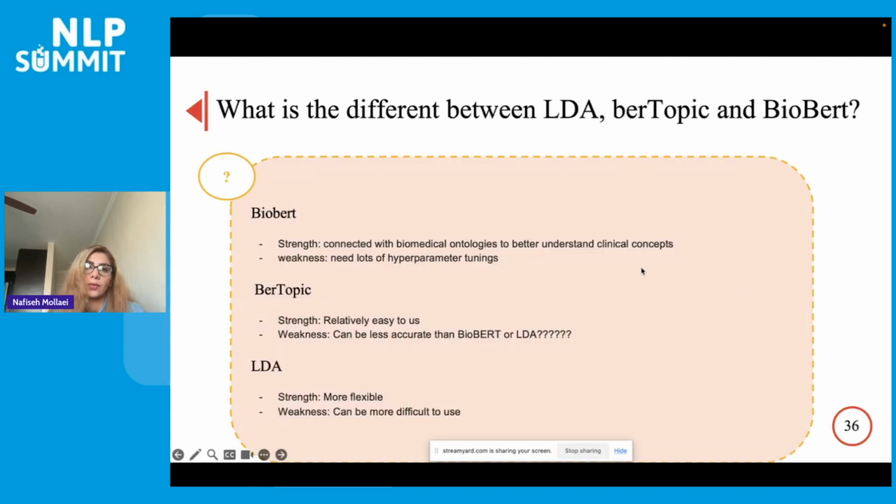Here I wanted to explain the difference between LDA, BERTopic and BioBERT. BioBERT is really great in biomedical oncology, based on understanding the clinical concepts, but its weakness is that it has many hyperparameters that we have to tune. BERTopic is easy to use, and it is fast, but it is a bit less accurate than BioBERT or LDA. And LDA is more flexible, but it's difficult to use because there are many different things that we have to tune manually.